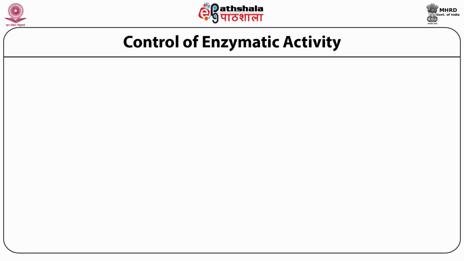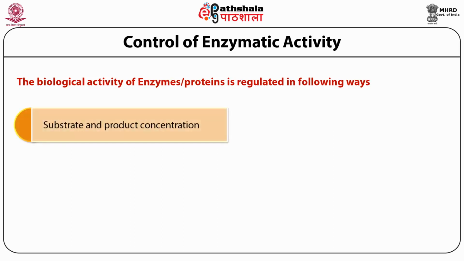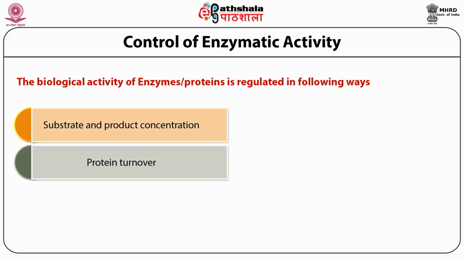So we have seen how nicely the enzymes are controlled and regulated. The biological activity of enzymes and proteins is regulated in many ways. There are several ways by which the biological activity of proteins and enzymes can be regulated. The very first type of regulation is substrate and product concentration, then protein turnover. We will be discussing all these types in detail in coming slides.